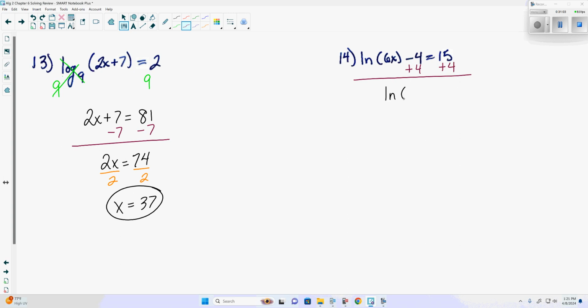Which will tell us ln of 6x equals 19. Our 15 plus 4 would give us 19. Questions? Now that the natural log is by itself, we're going to put both sides to the base of e. E and ln will cancel, telling us 6x is equal to e to the 19th. Solve for x. Divide by 6, telling us x is equal to e to the 19th over 6.